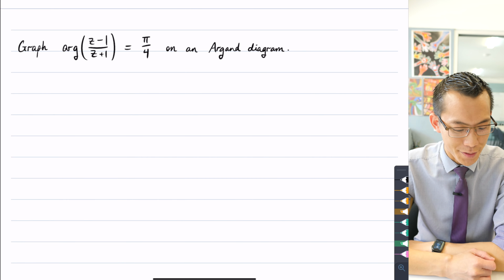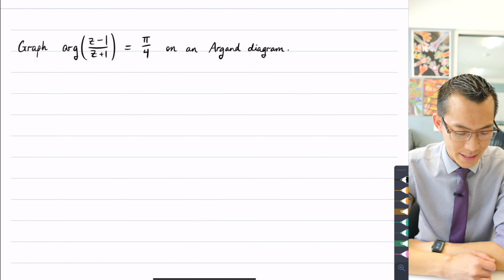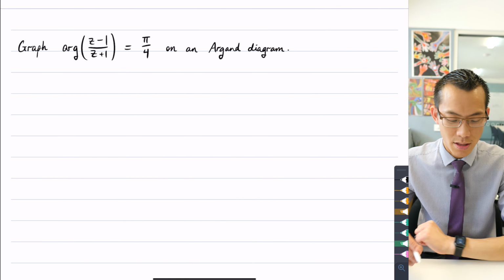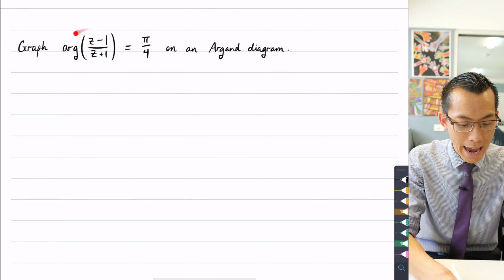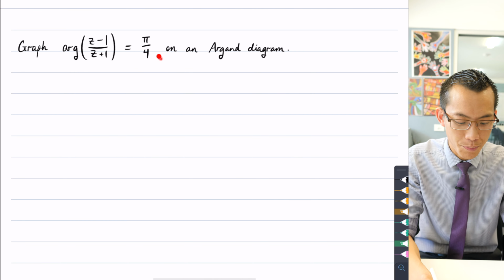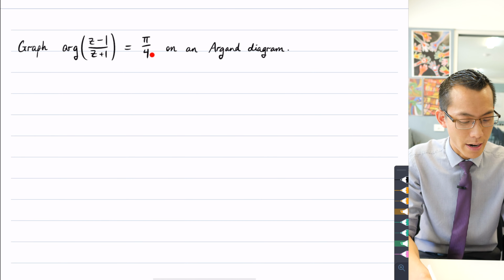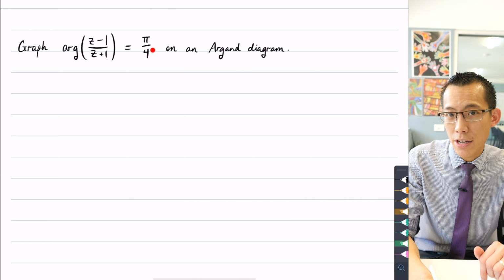Graph arg of (z minus 1) on (z plus 1) equals pi on 4 on an Argand diagram. All right, so the first thing that we notice is this is going to be an arc of some kind, because having this comparison of angles here, if we had pi on 2, it'd be a semicircle, but it's pi on 4, so it's an acute angle, and that gives us a major arc.